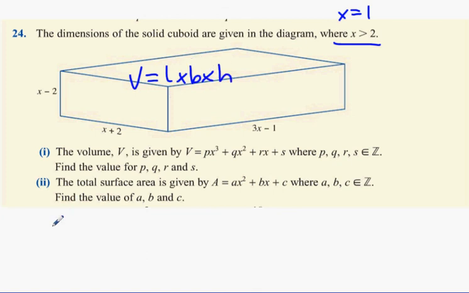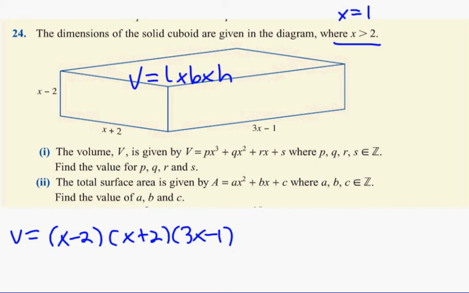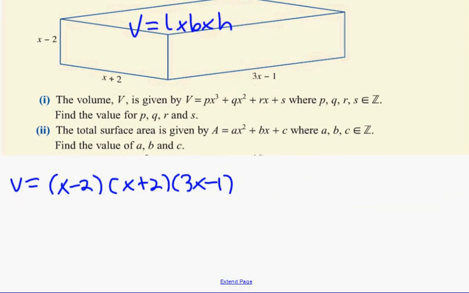Or breadth is same as width, yeah? So it's x minus 2 multiplied by x plus 2 multiplied by 3x minus 1 is the volume. Everybody happy enough with that? Now, they say it looks like this. Does our formula look anything like that? Is there any way we can make it look more like it?